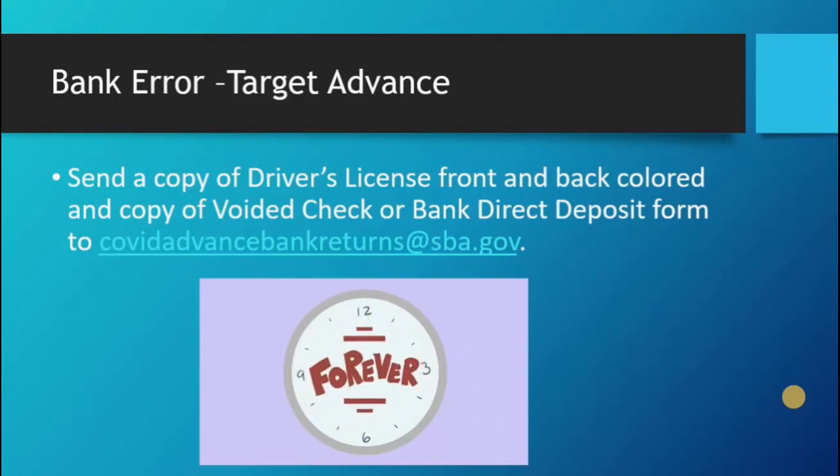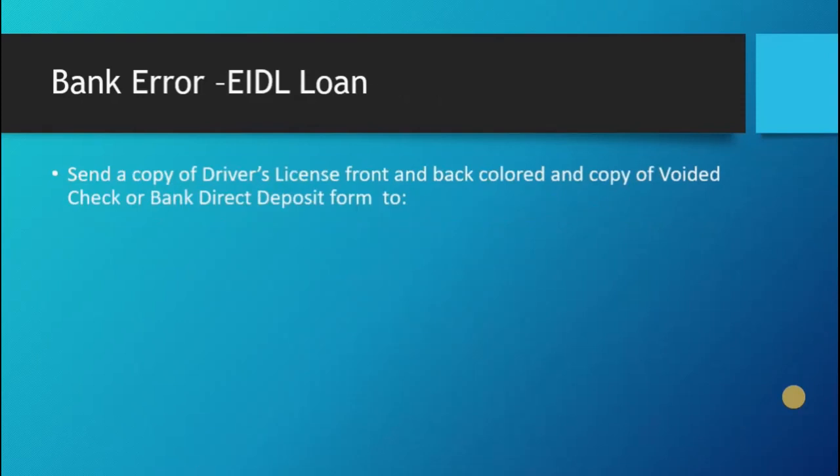It's always longer, so you've got to be patient. If it's a loan, if it's one of the EIDL loans that you were trying to get and you received the bank error, what you need to send is identical to if it was a Targeted Advance. You either send a copy of your driver's license front and back, colored, and a copy of your voided check or bank direct deposit form.